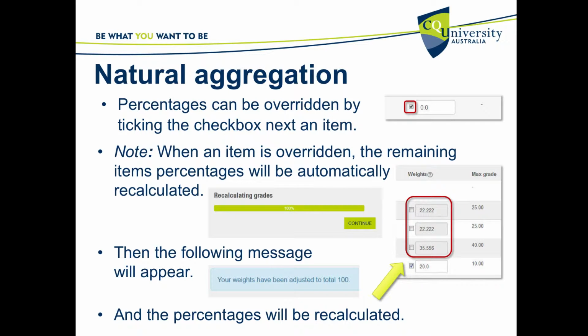So you can also override what Moodle gives a particular item by clicking the checkbox to the left-hand side of the weights column, and then your grades will be recalculated. You'll see a message to say that's happening, and it will say that your weights have been adjusted to total 100. That can do a little bit of strange things, as you can see in our slide. It's recalculated slightly different there, so you have to be a little bit careful with that.